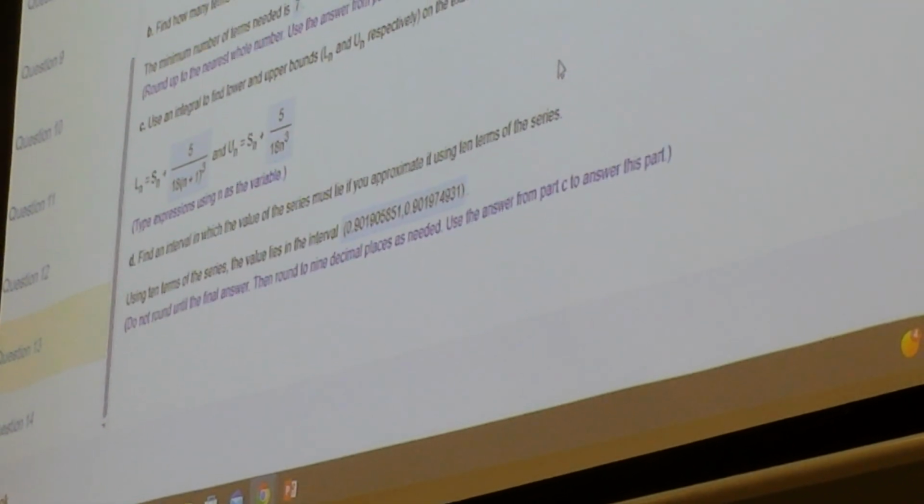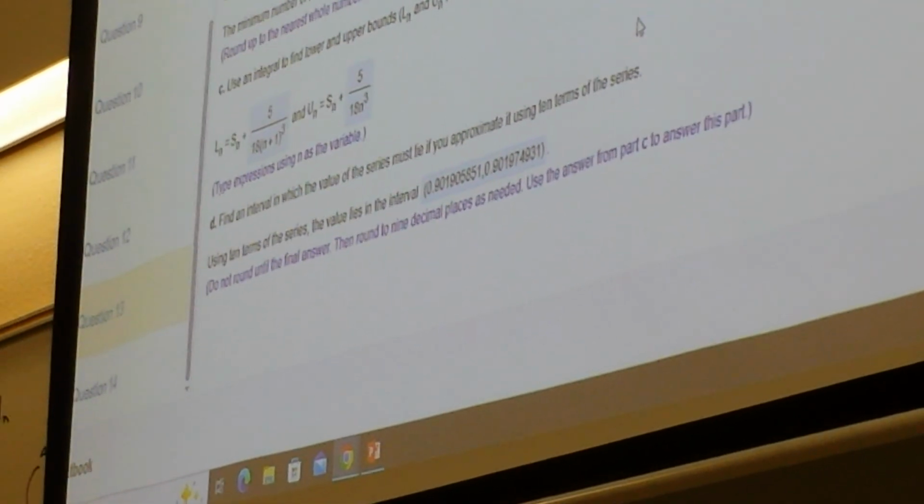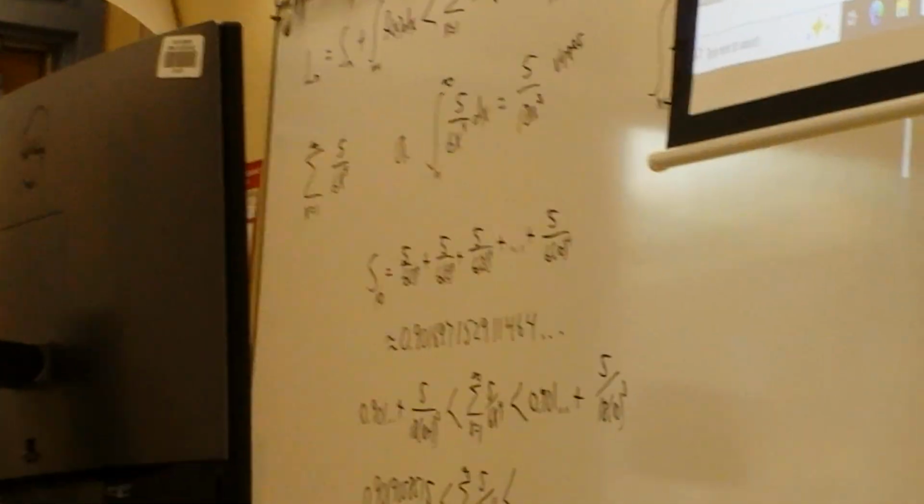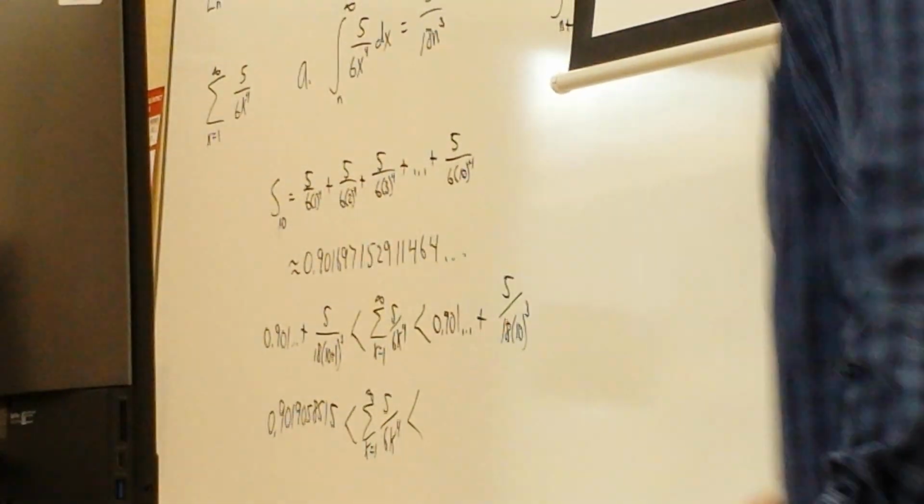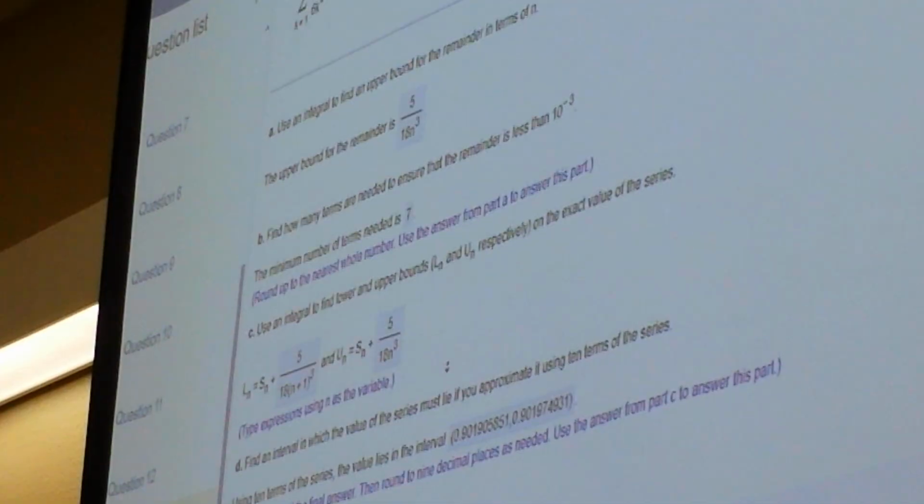Time is 9:33. So for a test, we're not going to have those calculators. For an exam, I would give you some information. You're not going to have to use it, add up 10 terms, no.